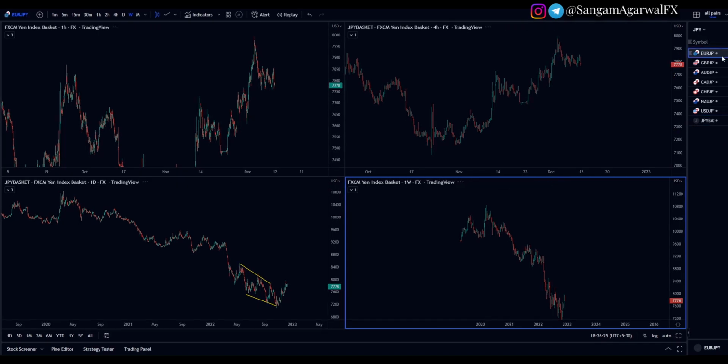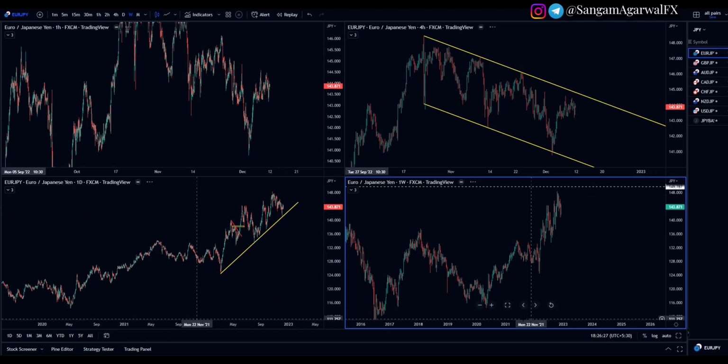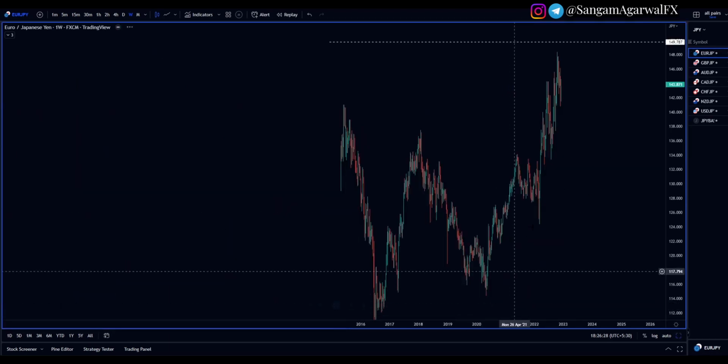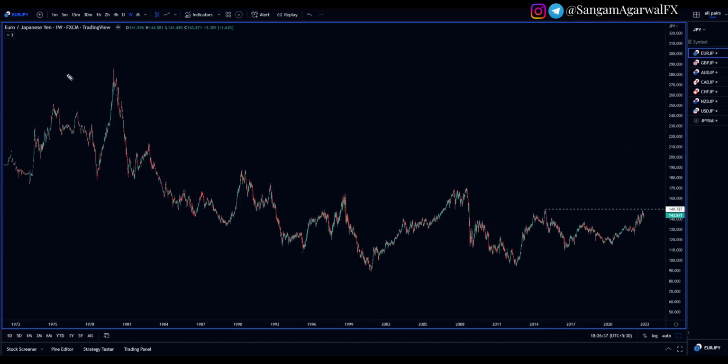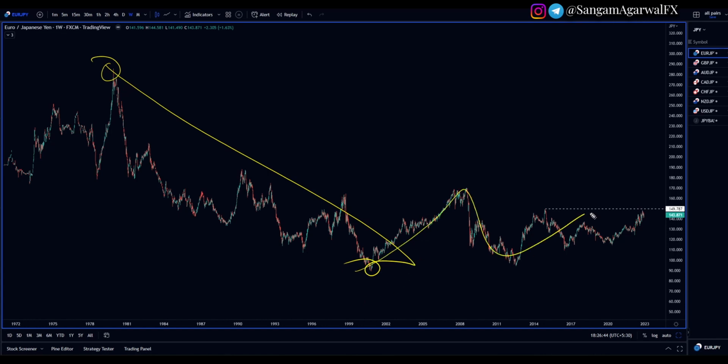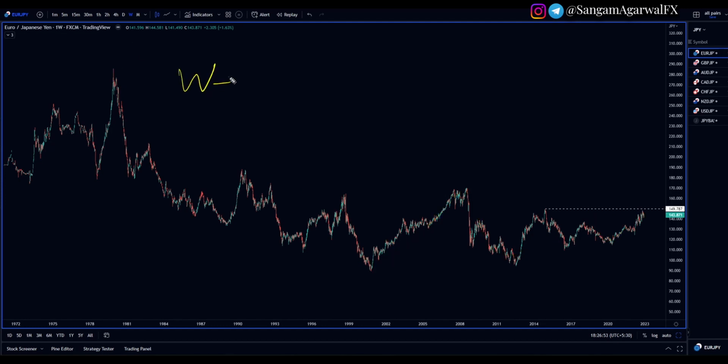So let's start with EURJPY first, and we have this weekly time frame, and this pair after this top was coming down. This was your bottom, and now it is sideways. But there is a big difference between the weekly time frame and H1.